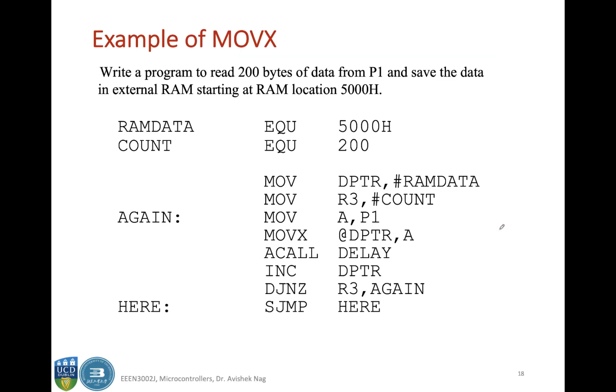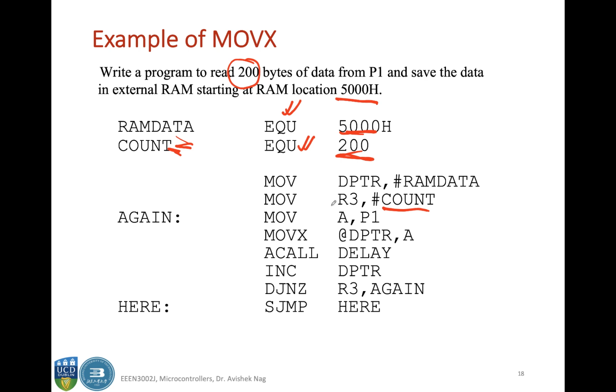So one example of MOVX will be like this. Let's say you are asked to write a program to read 200 bytes of data from port 1 and save the data in external RAM starting at RAM location 5000H. So this is a sequential operation. You have to perform this on 200 bytes of data, so basically you use a count. You are initializing the count at 200, and you are also initializing the starting location of the RAM as 5000.